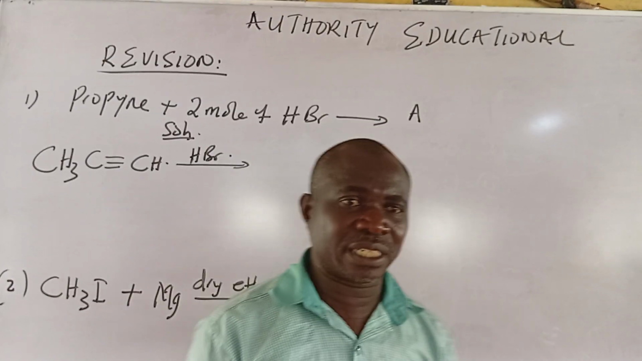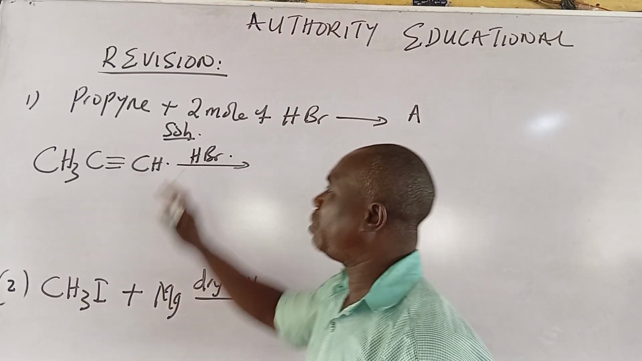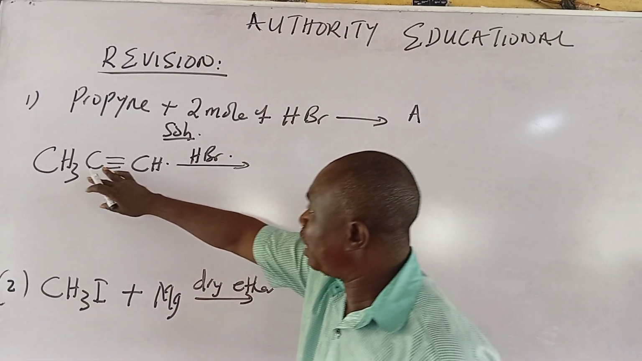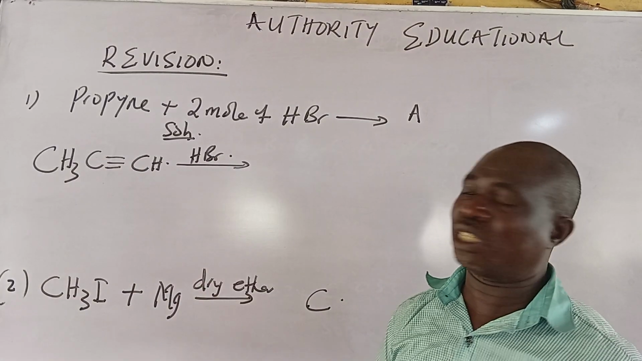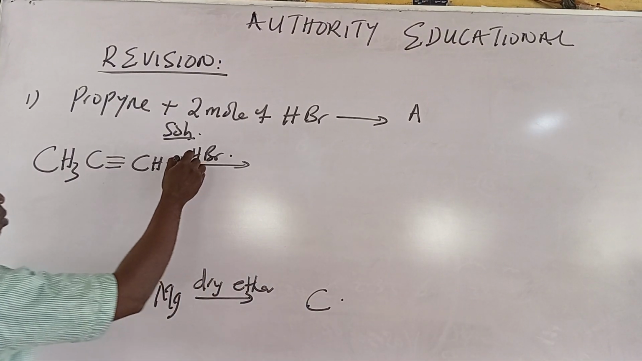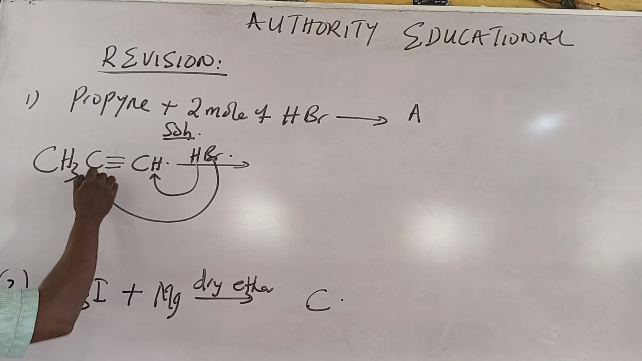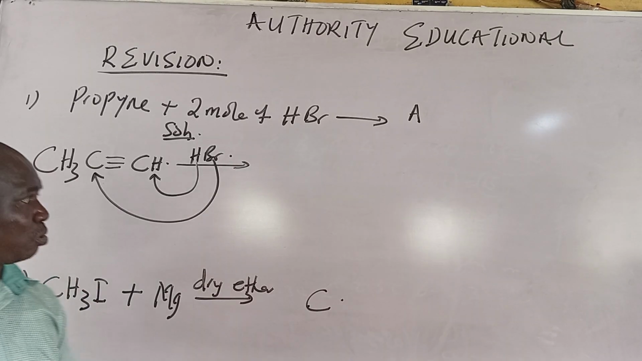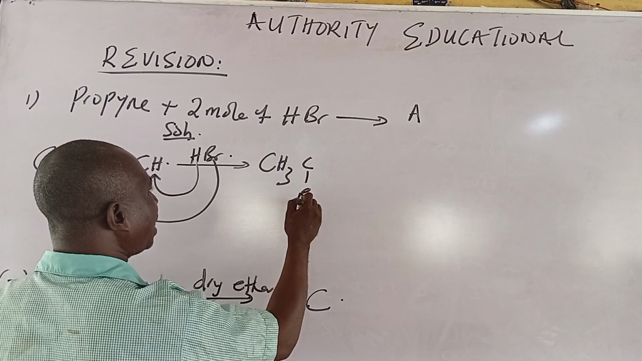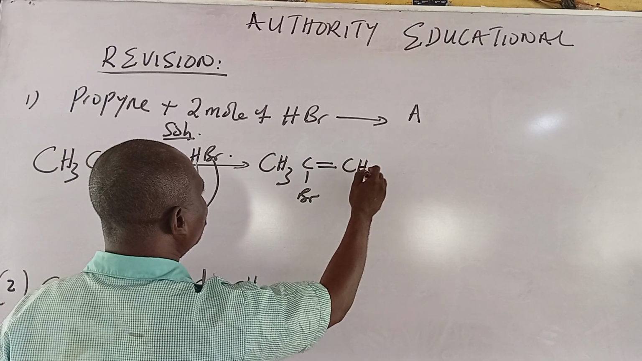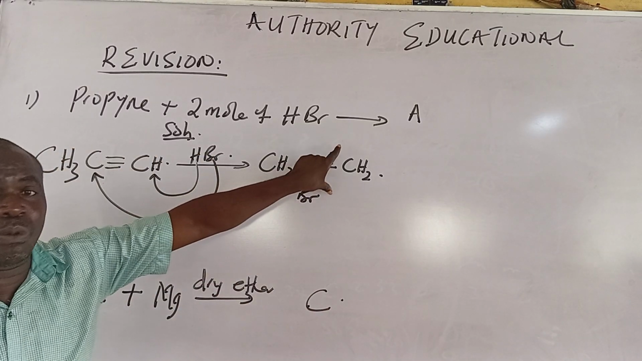Markovnikov's rule must take place, which means hydrogen will be added to where there is more hydrogen in the triple bond here. Then bromine will go to the one without hydrogen. So hydrogen will be added to this, then bromine will be added to this. From what rule, class? Markovnikov's rule. So that we are going to have CH3-CBr=CH2. Now this triple bond is converted to a double bond.